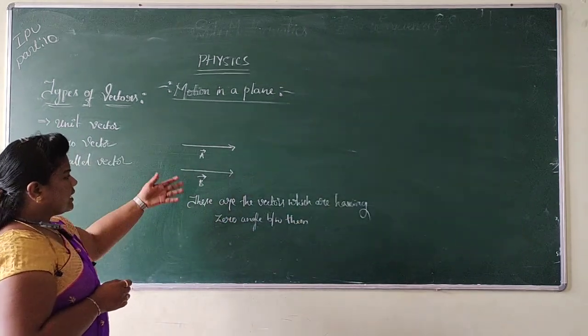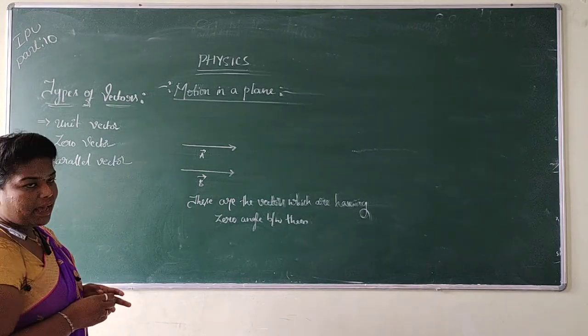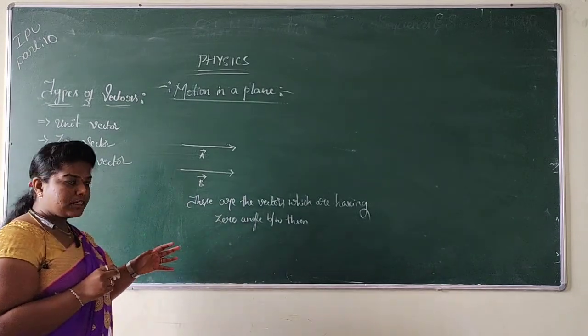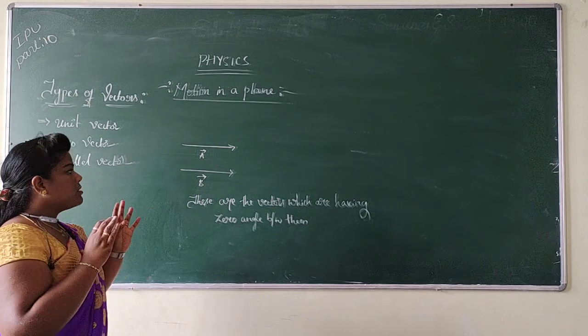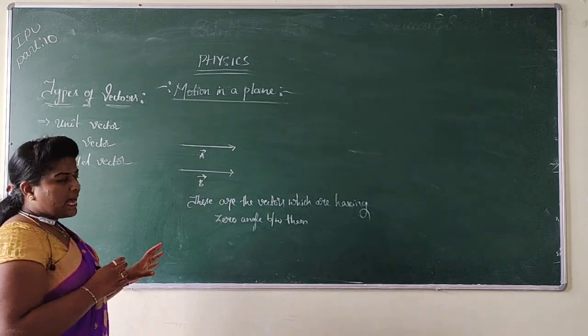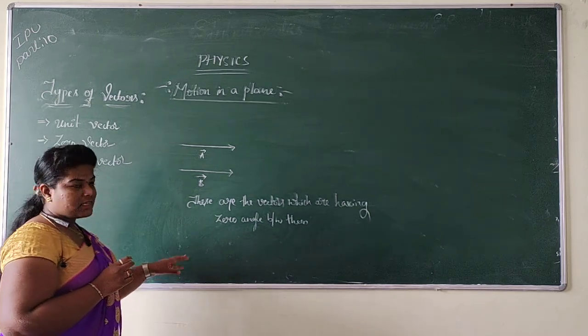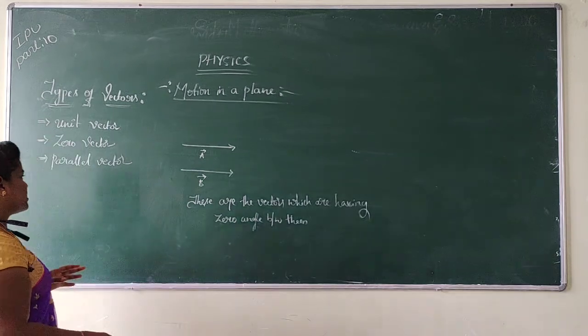Vector A and vector B have direction as well as magnitude. But we don't know whether both have the same magnitude or the same direction. We are not bothering about that. We are just bothering about the angle between these two vectors. If the angle between the two vectors is 0, then they are said to be parallel vectors.